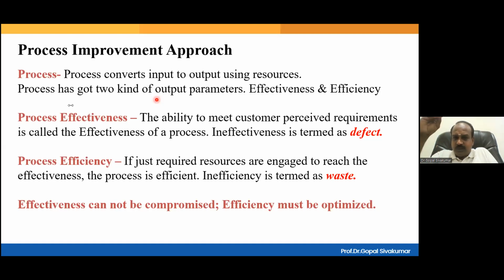So you want to reduce the rejection rate. That means it is a Six Sigma project. All of you understand? Improving effectiveness means Six Sigma.